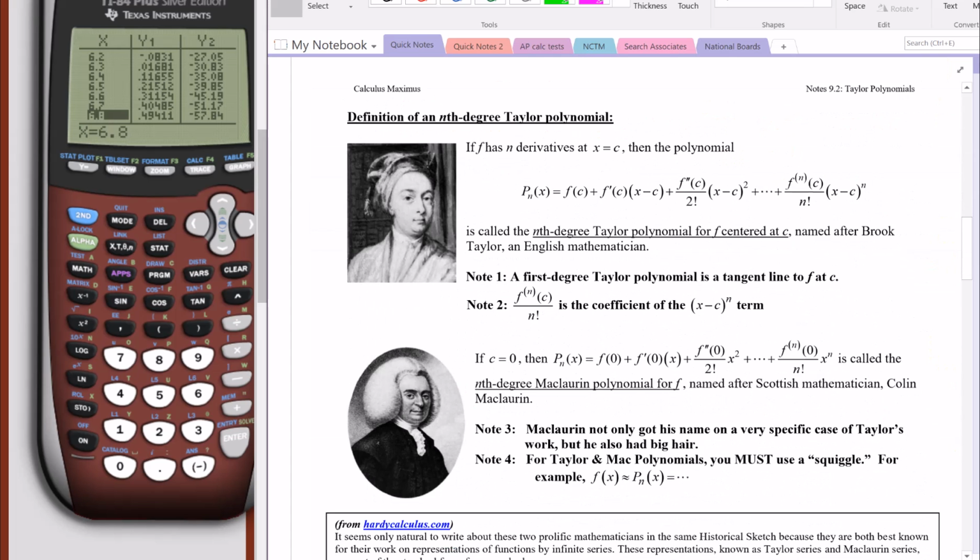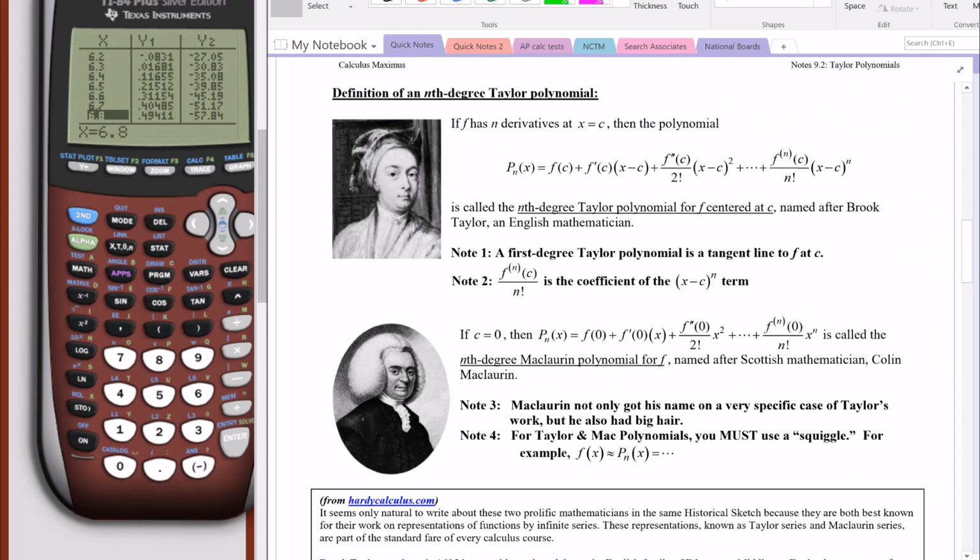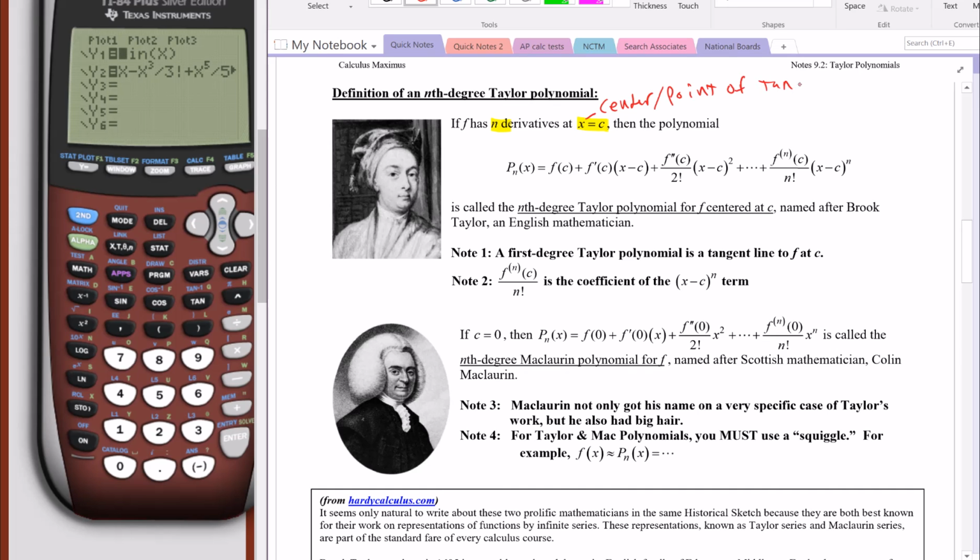Okay, so here's the definition of where that polynomial we typed in, x minus x to the third over 3 factorial, came from. The first thing we need to know is f has to have n derivatives. You obviously don't need to do this for something like x squared, because that's not hard to plug into, and it's a polynomial anyway. This is at x equals c, which again is called the center, or the point of tangency. It's important for you to know this. Then this polynomial, we're going to call it p sub n.